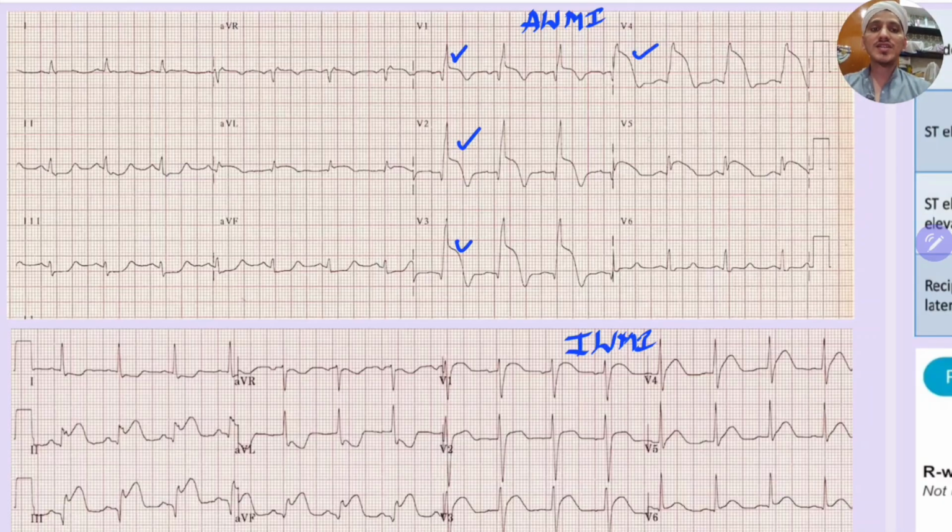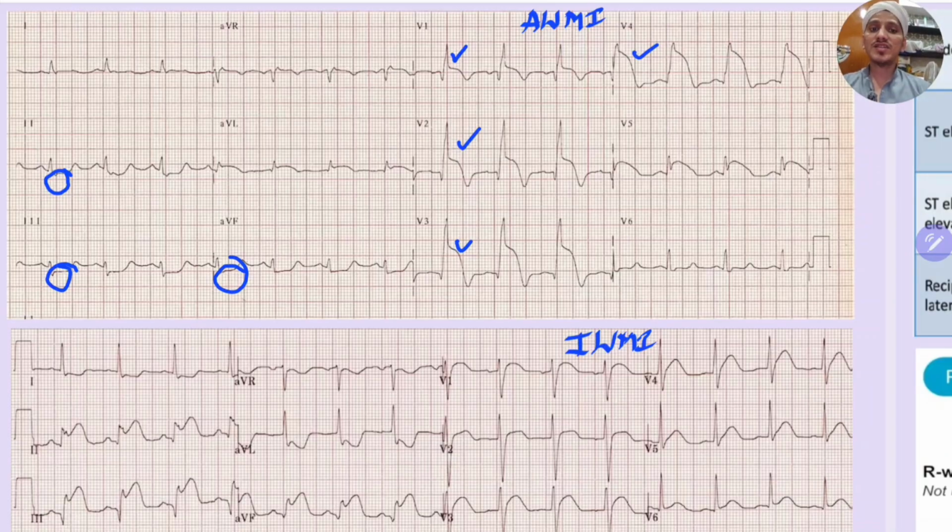Reciprocal changes confirm the infarction. Remember, when there is inferior infarction, reciprocal changes will be seen in anterior and lateral leads, and when there is infarction in anterior and lateral leads, the reciprocal changes will be seen in the inferior leads. You look at the inferior leads, there is ST segment depression in 2, 3 and AVF. That confirms our anterior wall myocardial infarction.